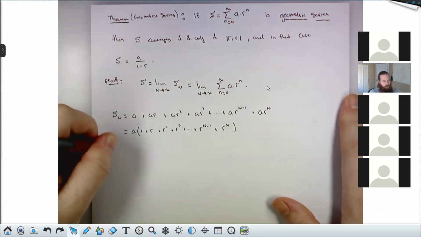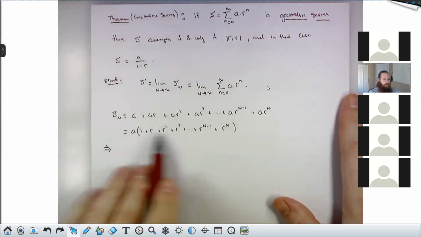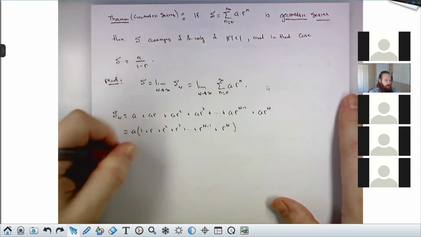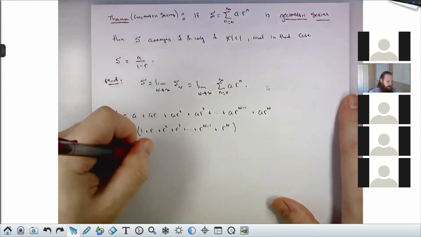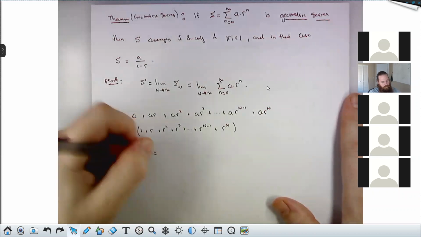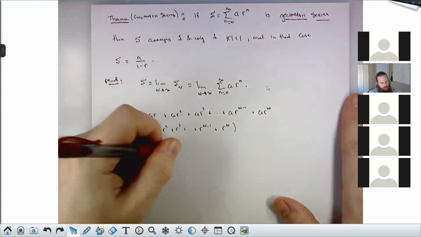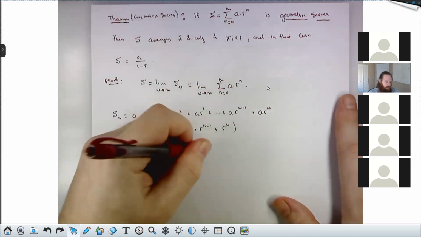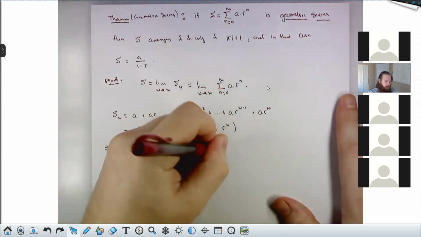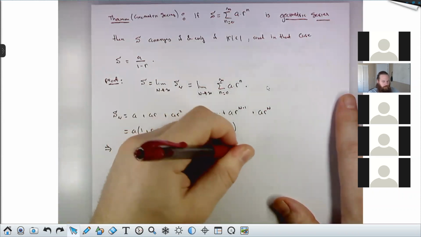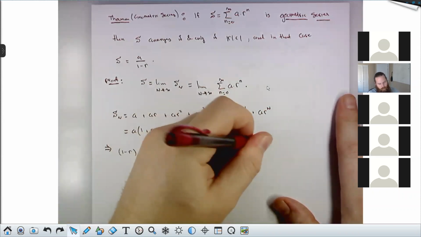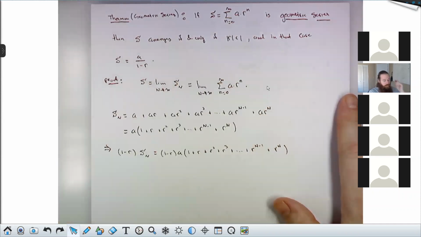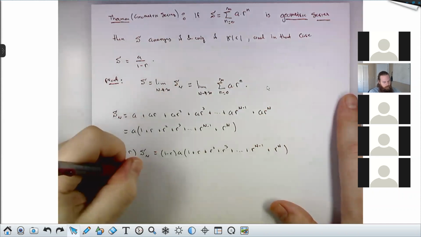Now I'm going to do something sneaky. I'm going to multiply through here by 1 minus r. So 1 minus r times S sub N is equal to 1 minus r times a times 1 plus r plus r squared plus r cubed, and so on. The second to last term is r to the N minus 1, and the last term is r to the N. The a can come out front.